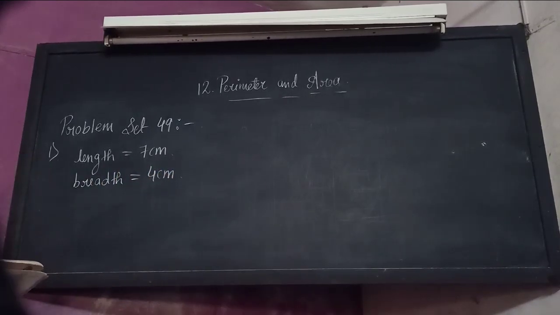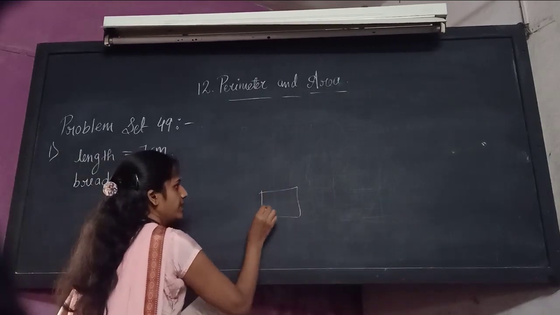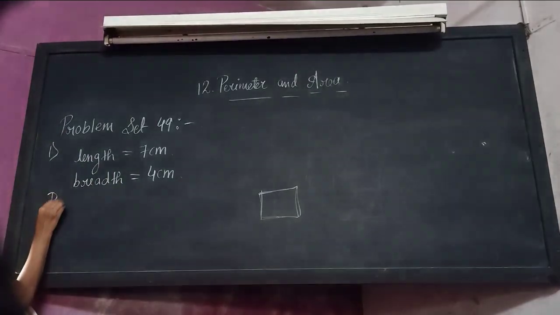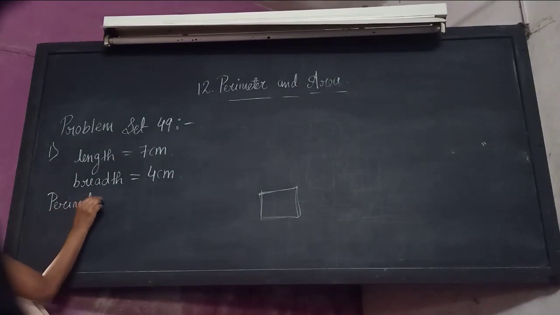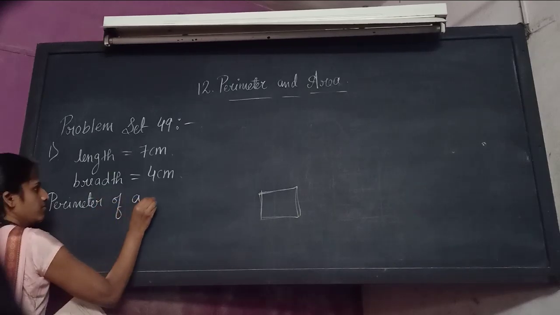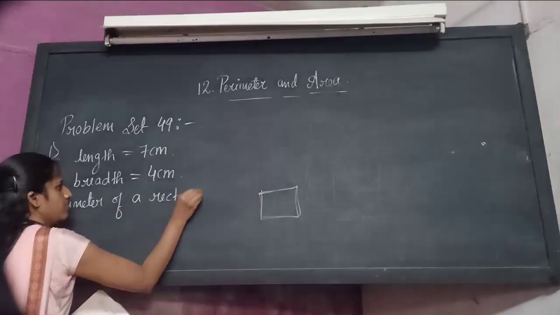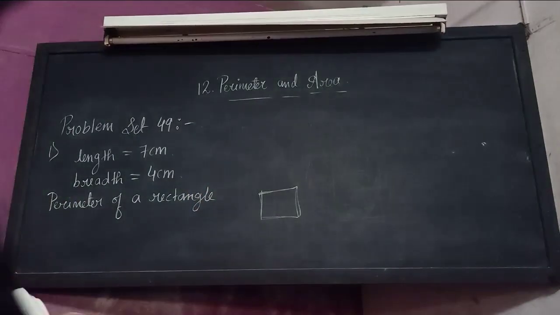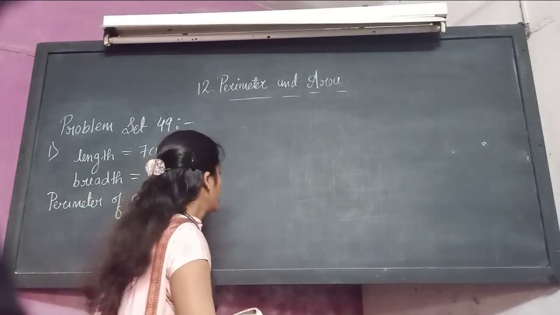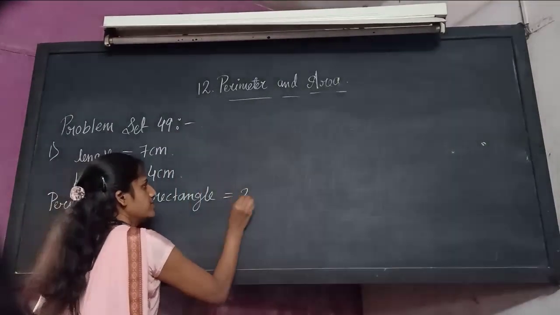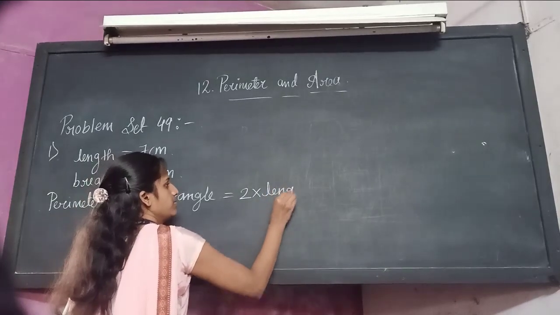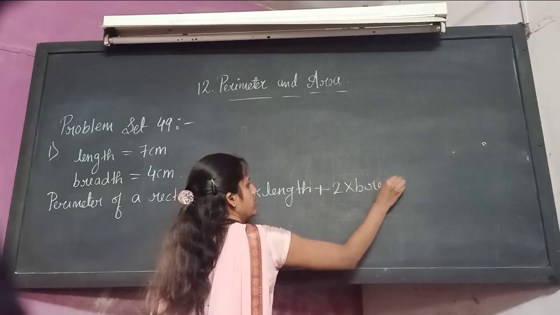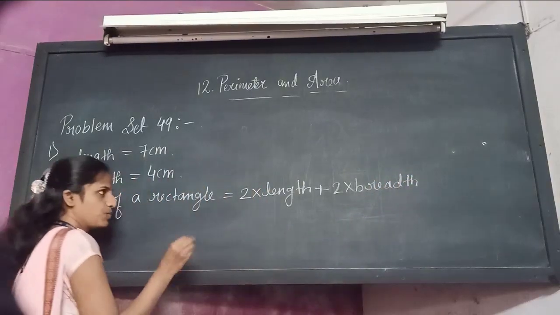Here we have to find out how much wire will be needed to make a rectangle. That means we have to find out the perimeter. So just write down the formula for perimeter of a rectangle. You know the formula of perimeter of rectangle, that is 2 into length plus 2 into breadth. Just put down the values.